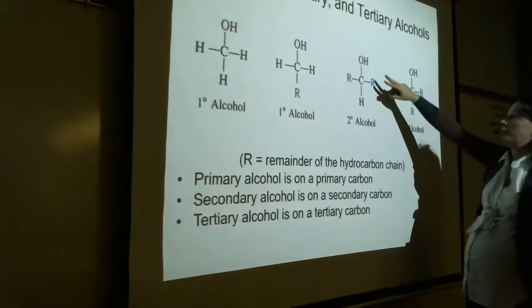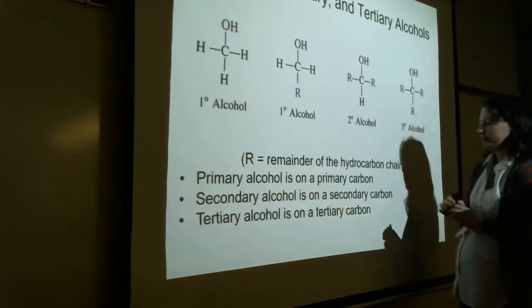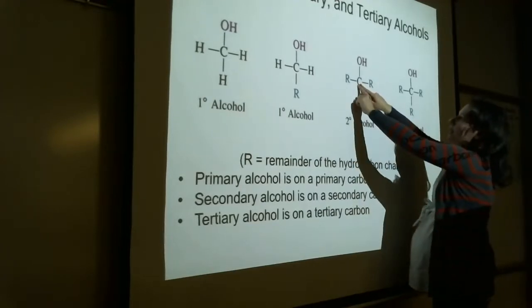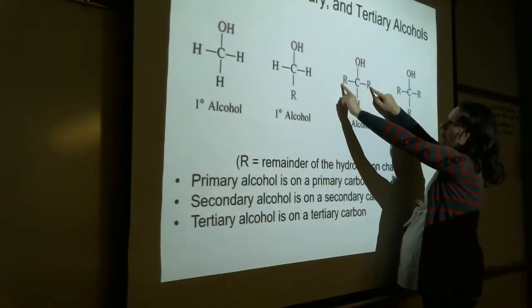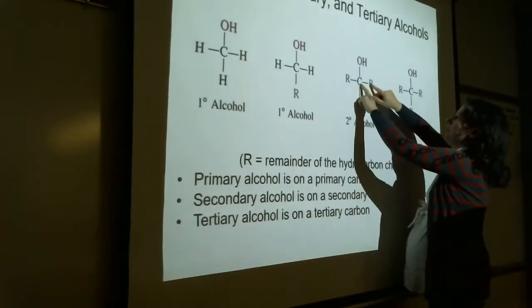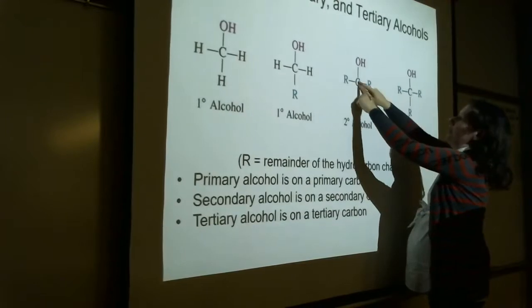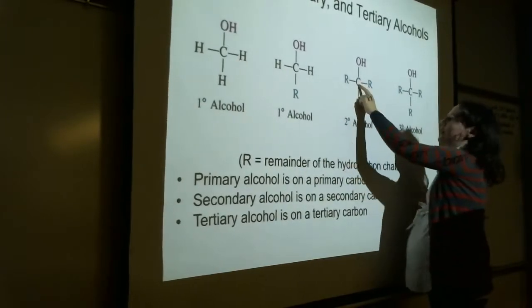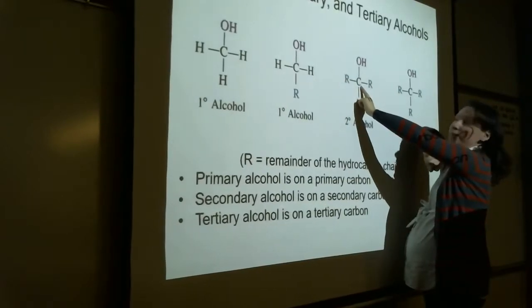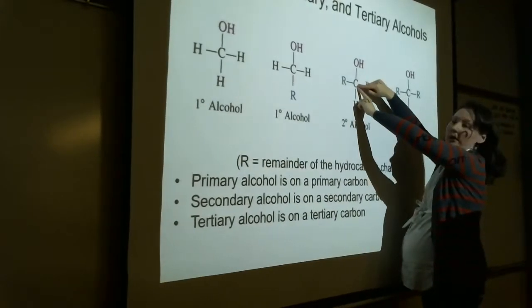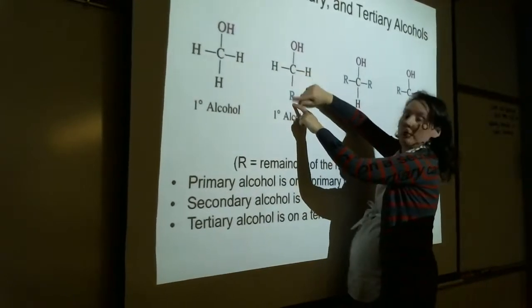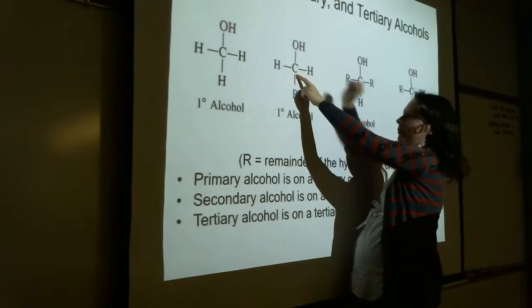Now, here will be a secondary alcohol. A secondary carbon is a carbon that's in a chain. Here, R just means the rest of the chain. So for instance, if this is CH2, CH2, CH3, and this is CH2, CH2, CH3, this carbon is attached to 2 other carbons. That makes it a secondary carbon, which makes this a secondary alcohol. This carbon would be attached to 1 other carbon. That makes it a primary carbon, which makes this a primary alcohol.